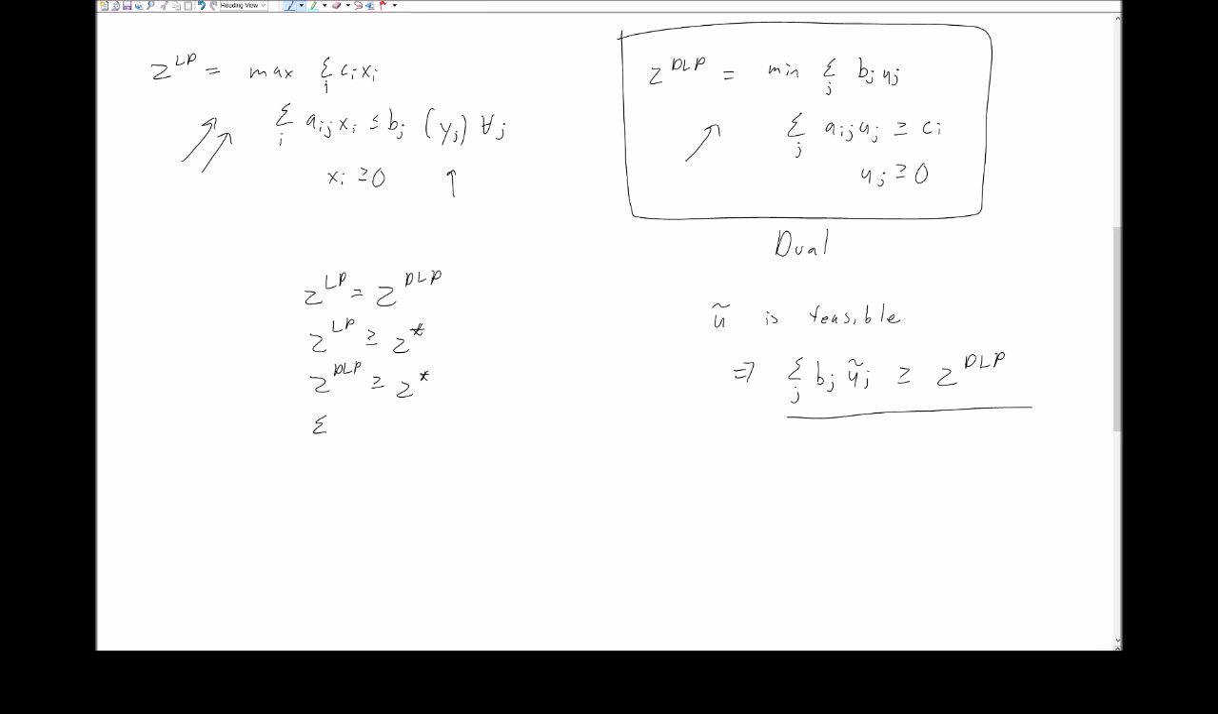And now, because of this feasibility, any feasible solution, and in particular this feasible solution u tilde, is also going to provide an upper bound on our original Z star. This is going to be true for any dual feasible solution. So if we have a dual feasible solution, it's going to provide an upper bound to the value Z star.